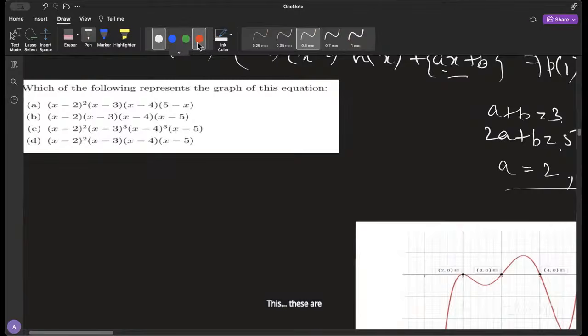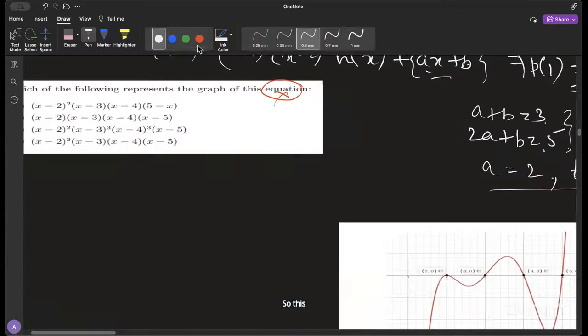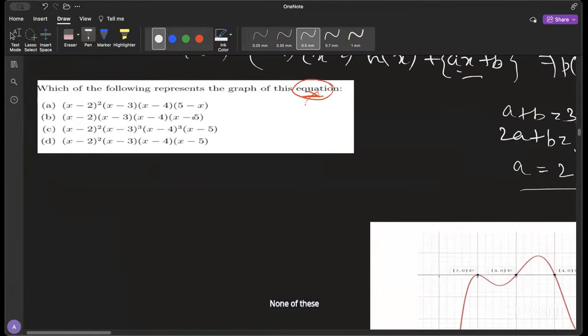These are not equations, so this word should not have been here. But that's fine, we're discussing this particular word. It should not have been here because none of these is an equation. They're all expressions or polynomials. You can call these polynomials, not equations.